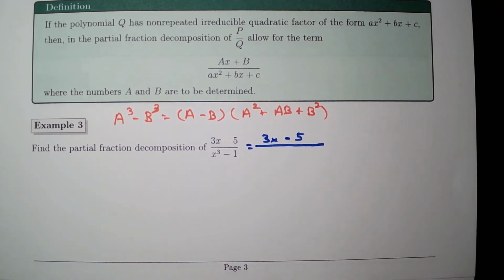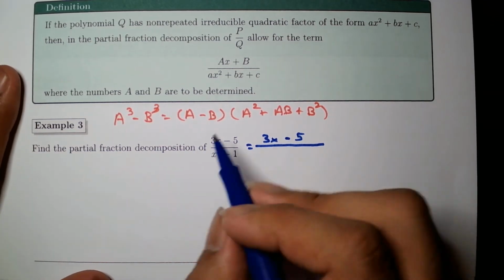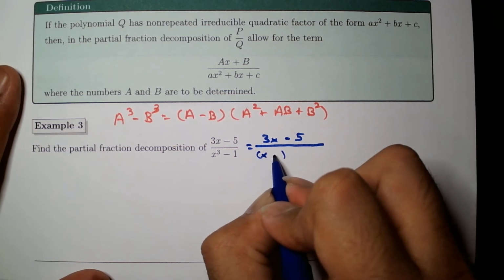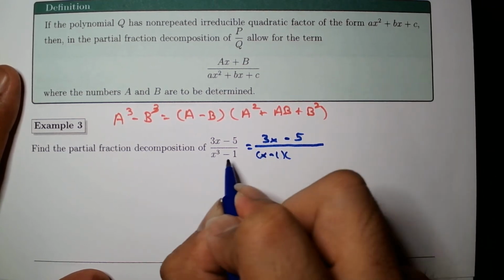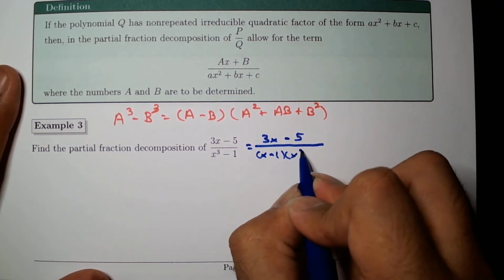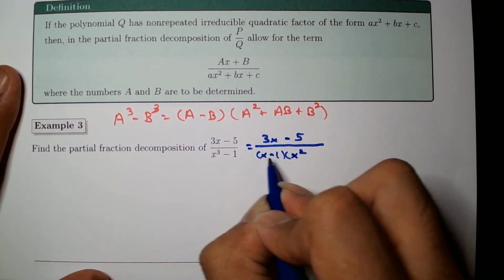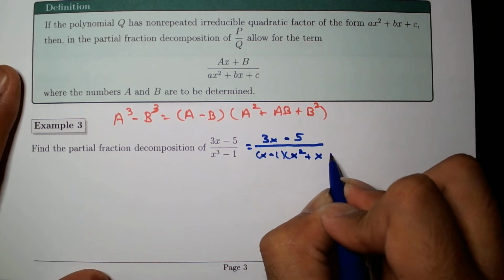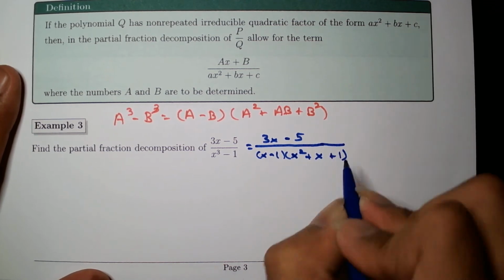Well, so what are we going to do in this case? So in this case, this is going to be x minus 1 times the quantity x squared plus the product of these two, which is 1 times x, that's x, and plus 1. All right?